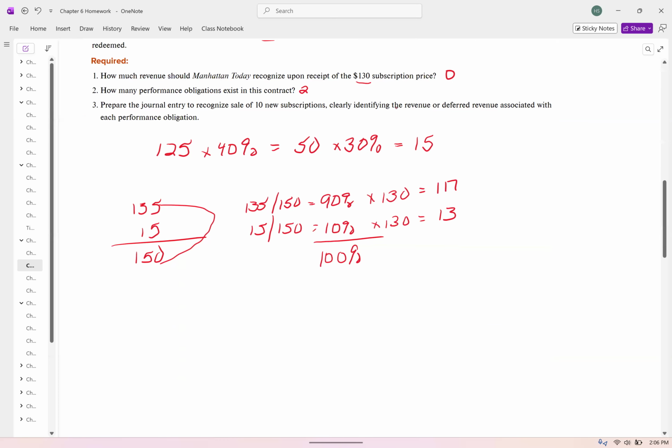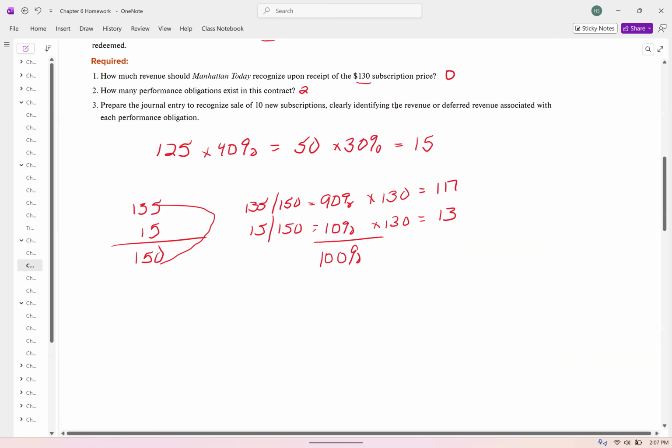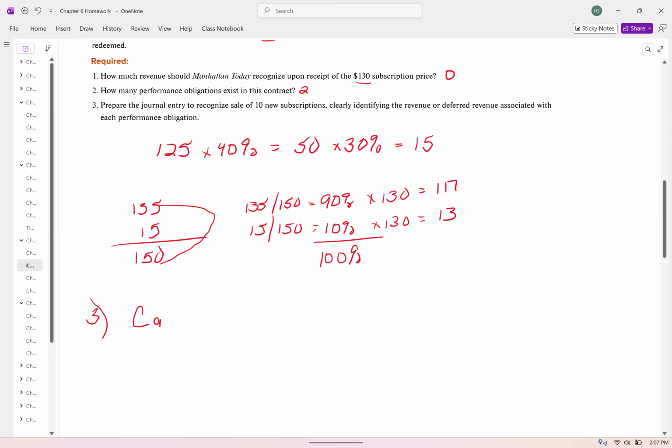Okay. So we are going to get cash of whatever that 130 multiplied times 10. That's how much cash we're going to get. So we could have dove in and just gone ahead and got that. If you don't know how to do the rest of it, I would highly recommend you just get your cash right. Okay. So the third part, we're going to make the journal entry. So we're going to debit cash of 1,300.